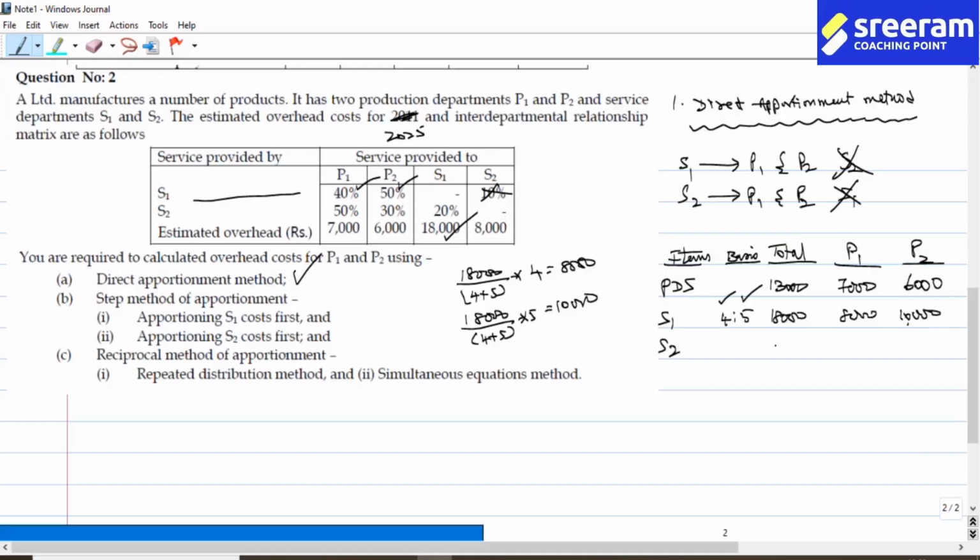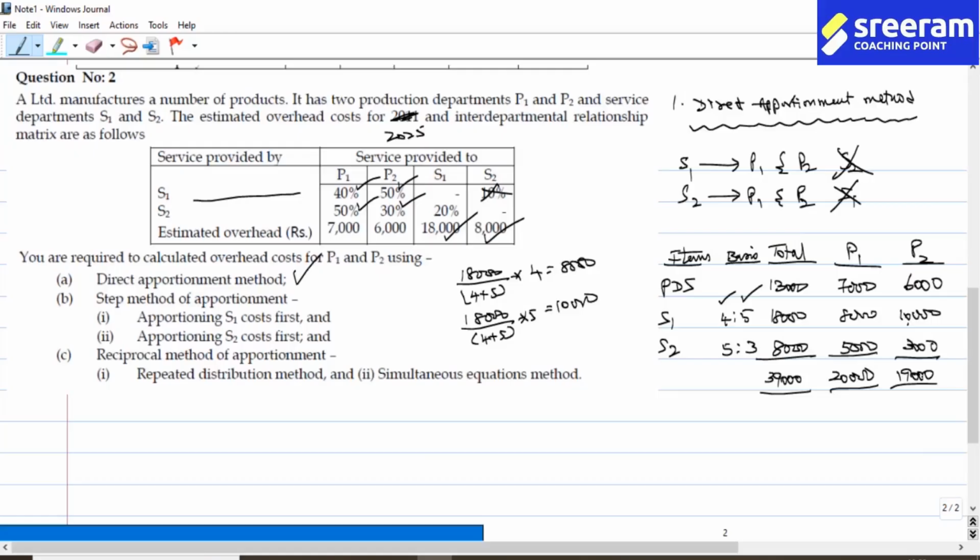Yes, S2. How much is the expenditure? Expenditure is 8,000. What is the basis between them? 50:30, that is 5:3. 5:3 is the basis on which 8,000 will get distributed. So it is 5,000 and 3,000. Matter got over. Now 13,000 plus 18,000 is 31,000, plus 8,000, 39,000 is the total. And 20,000 against P1 and 19,000 against P2.